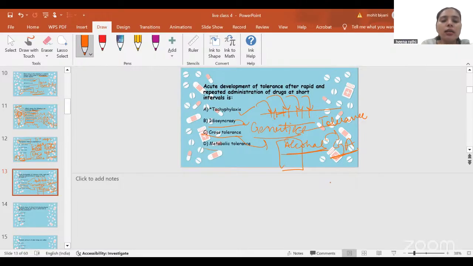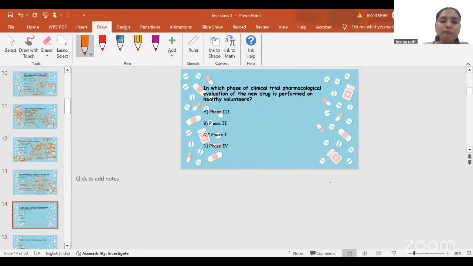cross tolerance. Metabolic tolerance: because of the metabolism in the body, there is the development of the tolerance because of the presence of the drug all the time in that area. So the tolerance is developed.